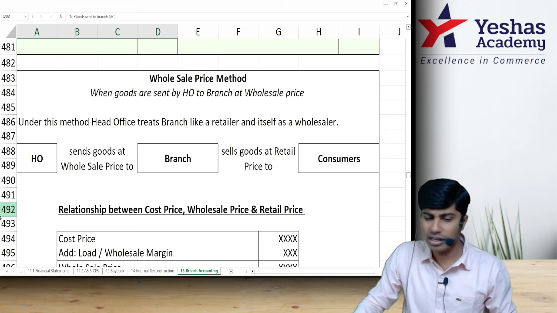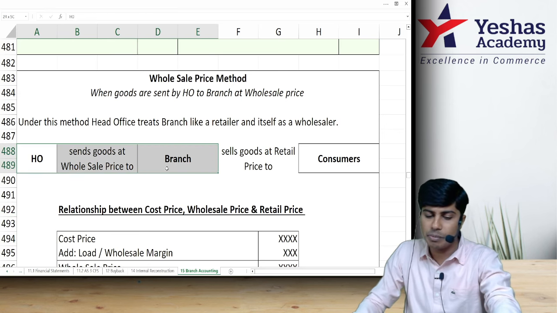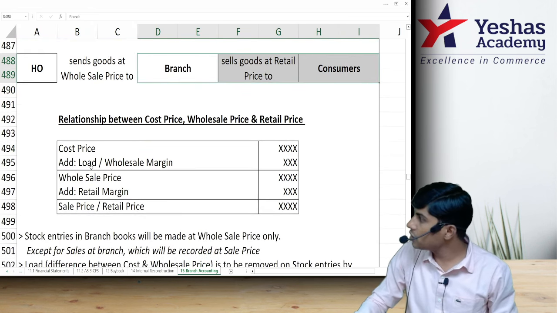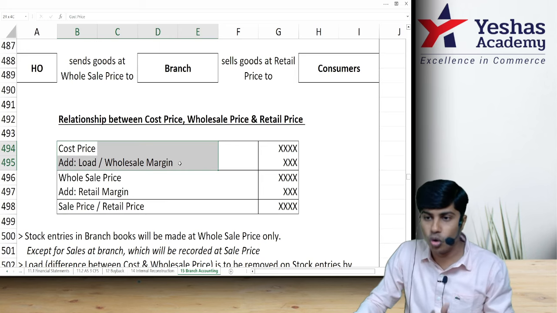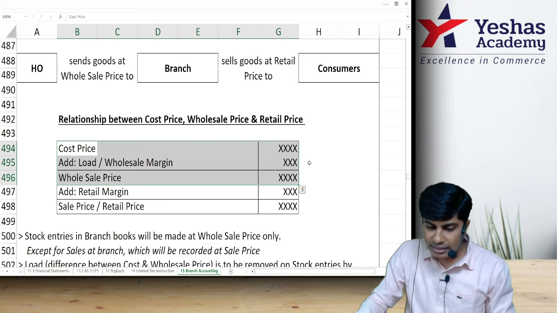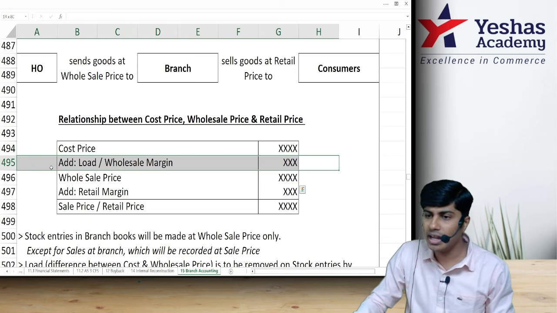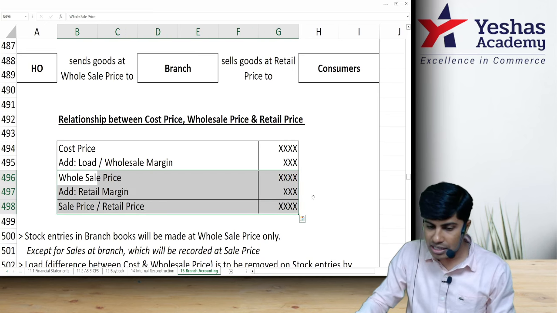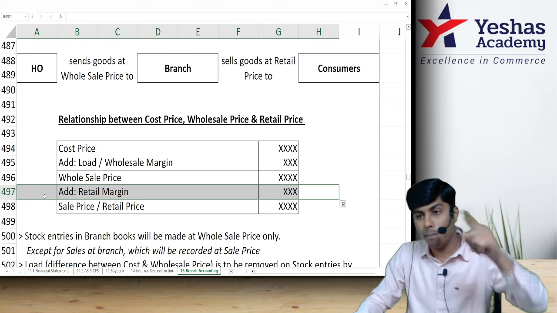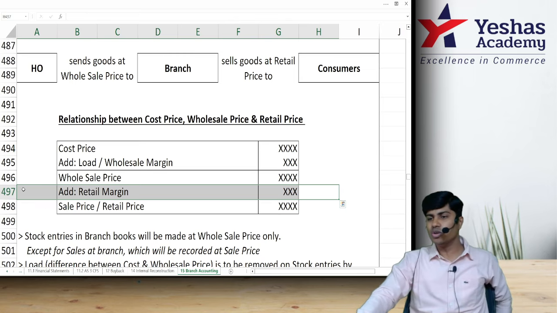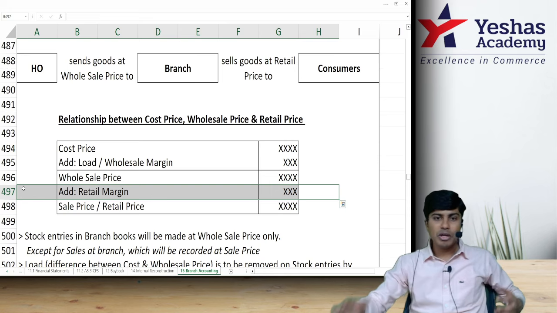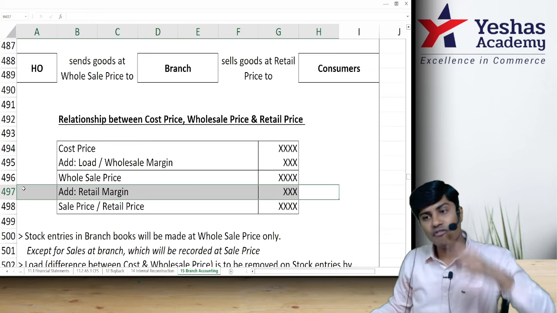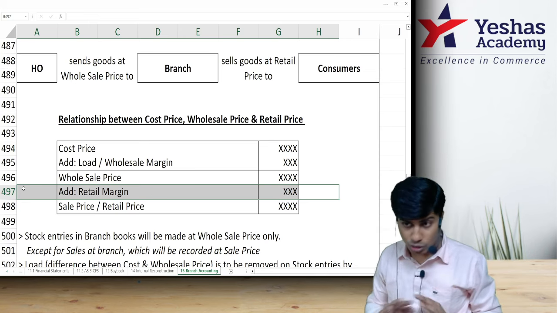Under the wholesale price method, head office sends the goods at wholesale price to the branch, and the branch sells the goods at retail price to customers. Cost plus wholesale margin or load is what we call wholesale price. This wholesale margin is the profit booked by head office. Wholesale price plus retail margin is the retail selling price. This retail margin is the profit booked by the branch, which is anyway later transferred to head office. As head office, I have sent goods to you at 130; if you sell it, you book 20, I book 30, no problem.